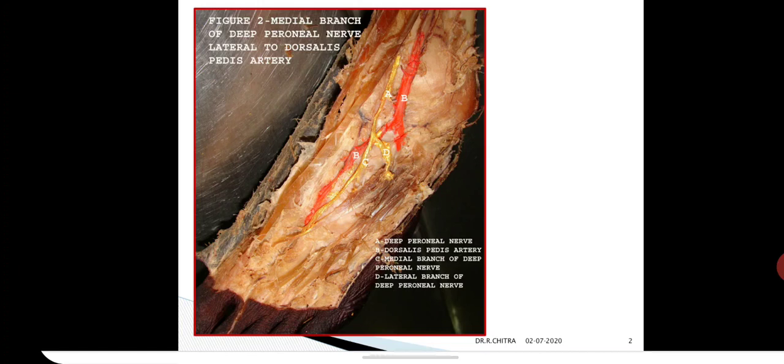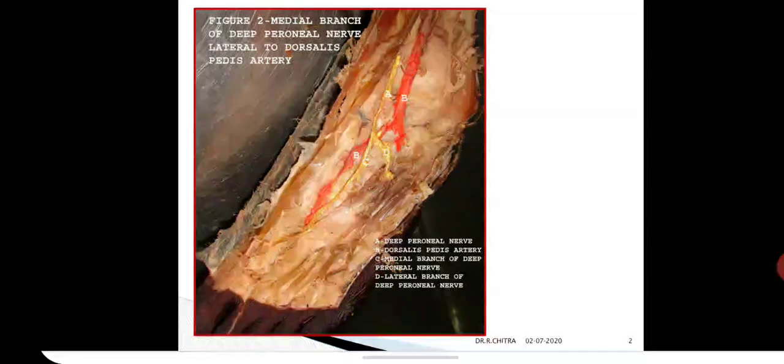What is the insertion of tibialis anterior? Insertion of tibialis anterior is to the medial and inferior surfaces of the medial cuneiform and the adjacent surface of the base of the first metatarsal. What is the action of tibialis anterior? Tibialis anterior, inversion of the foot, and this compartment muscles, anterior compartment muscles, cause the dorsiflexion of the foot.